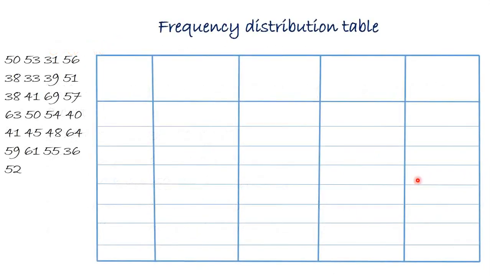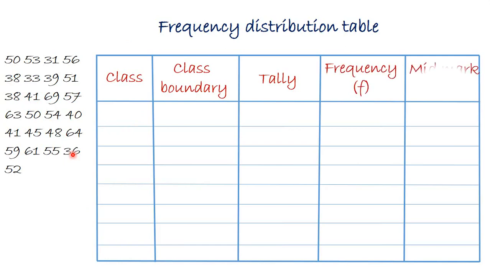So here we have our table, which I've come up with. We want to see what we need in the table. This is the data which we need to organize here in this table. So first of all, we need a class there. Then we shall also need class boundary. We shall need a tally, since we need to get the frequency of this data in the different classes in which they fall. So we shall also need that frequency, and then we shall need the mid mark, or what we call the class mark.